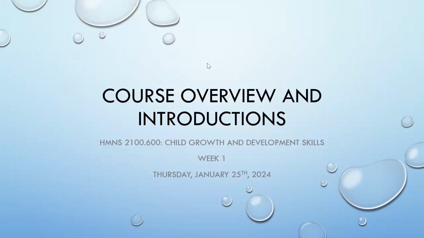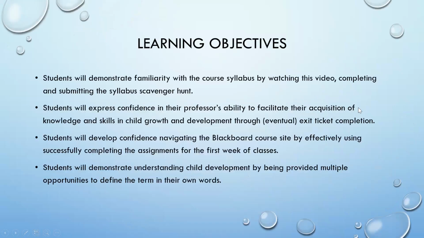So I'm going to quickly go over a PowerPoint, just orienting you, or introducing you, to the course and what you'll be doing this semester. This is for 2100.600, which means we're an online course, Child Growth and Development Skills. I'm going to try to add learning objectives for every class, so you know what you should be expected to do either by the end of the lecture or typically by the end of the week of activities.